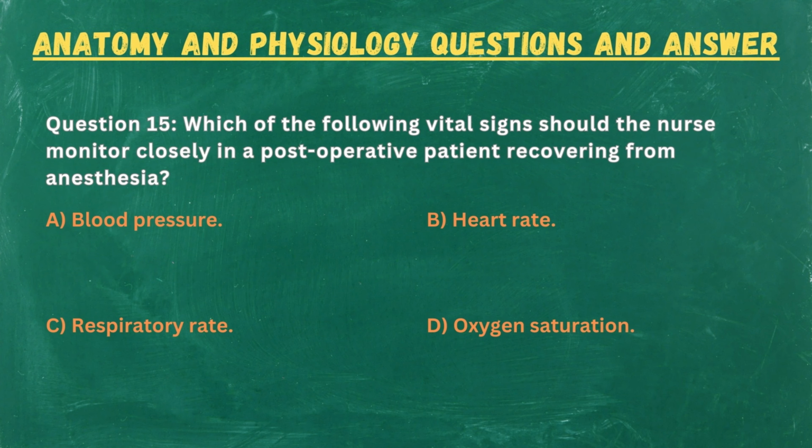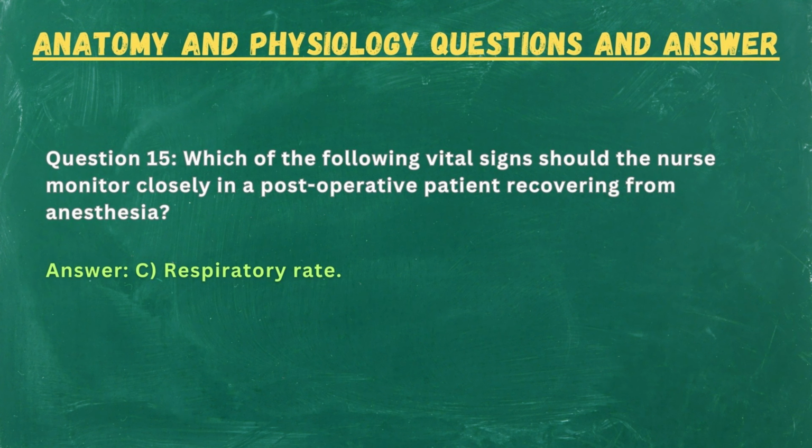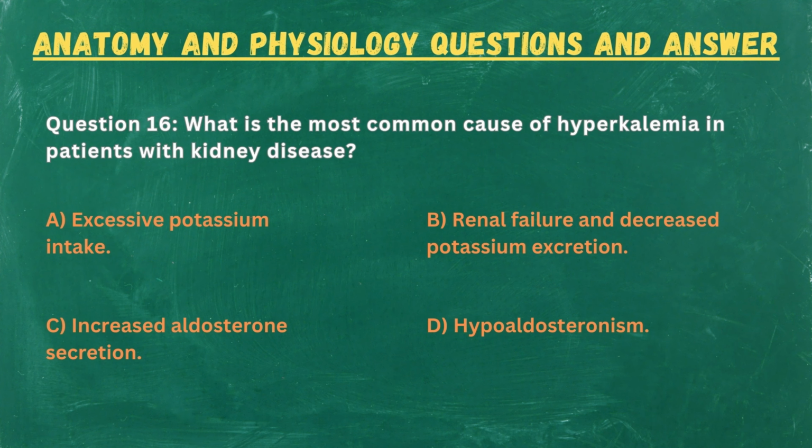Question 15. Which of the following vital signs should the nurse monitor closely in a post-operative patient recovering from anesthesia? A. Blood pressure. B. Heart rate. C. Respiratory rate. D. Oxygen saturation. Answer: C. Respiratory rate.